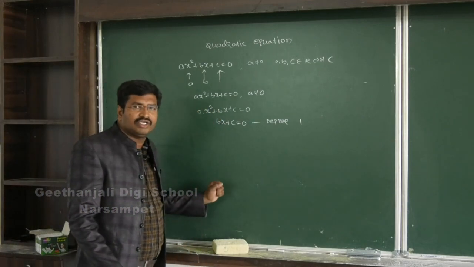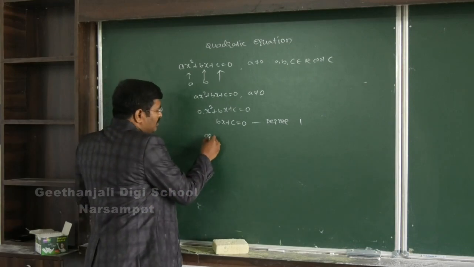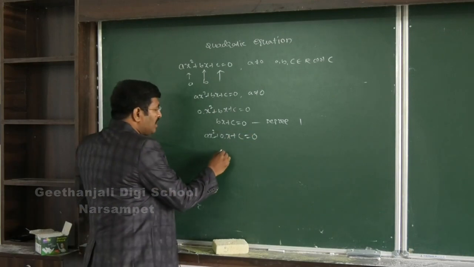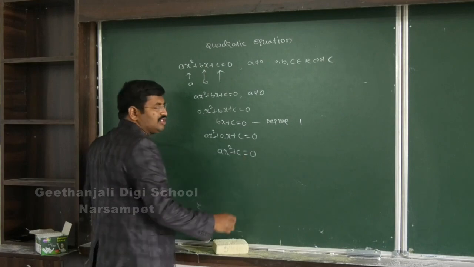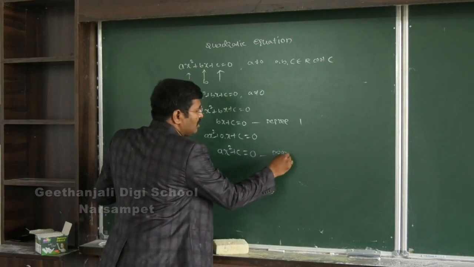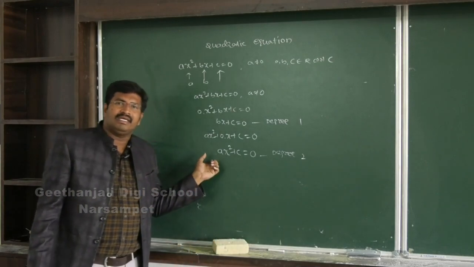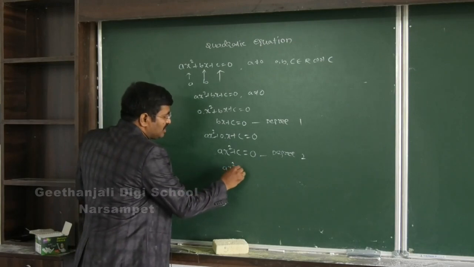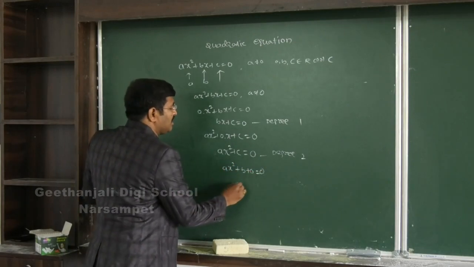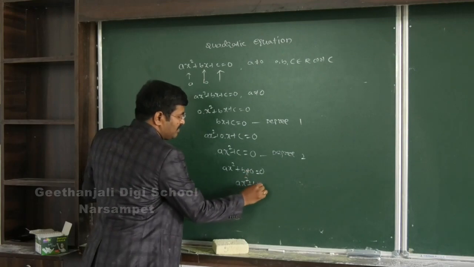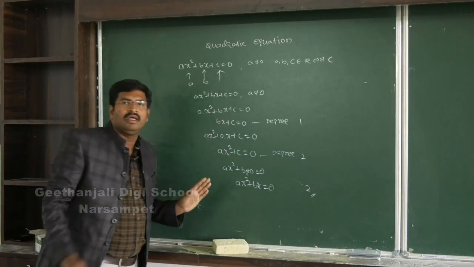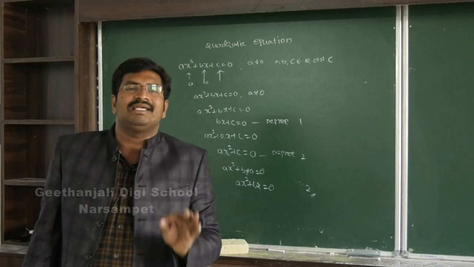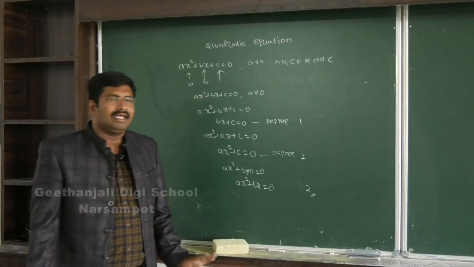Then if b is equal to 0, we get ax square plus 0 into x plus c is equal to 0, that is, ax square plus c is equal to 0. What is the degree of this equation? 2. If c is equal to 0, you will get ax square plus bx plus 0 is equal to 0, that is ax square plus bx is equal to 0. Here also the degree is 2. So b or c equal to 0 is not a problem. If a is equal to 0, then it is not a quadratic equation.